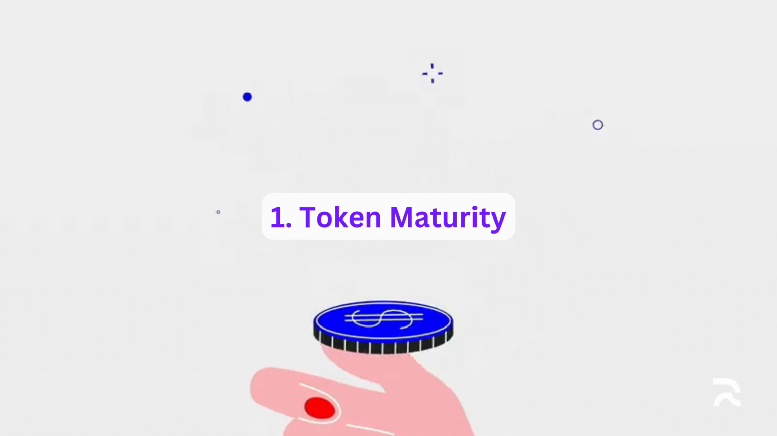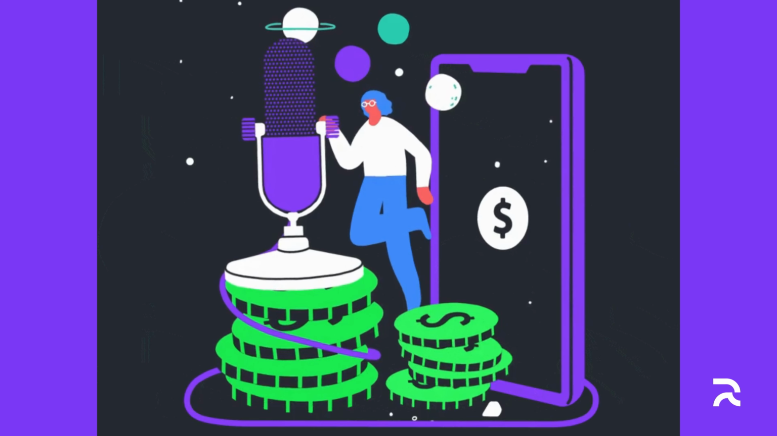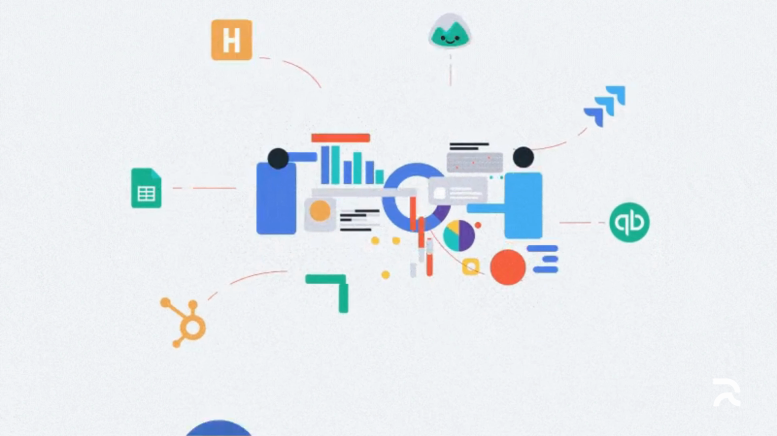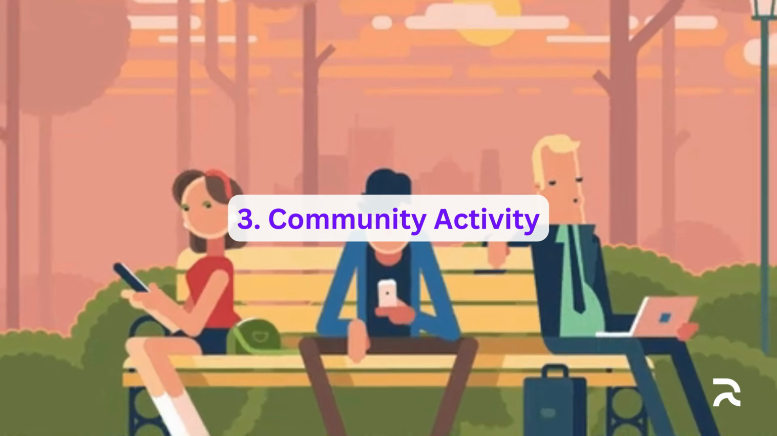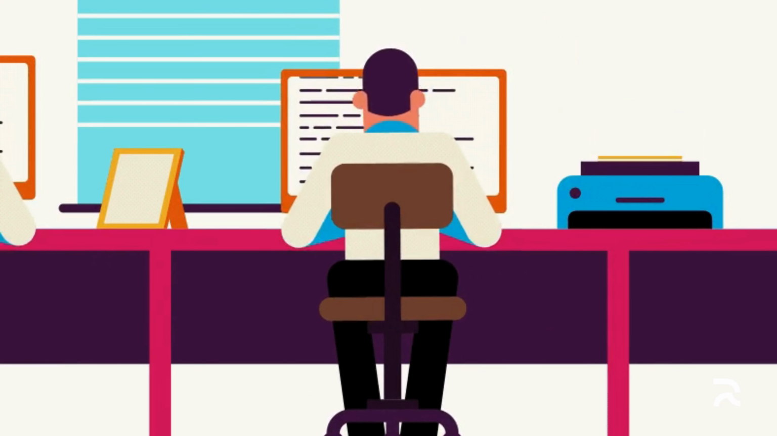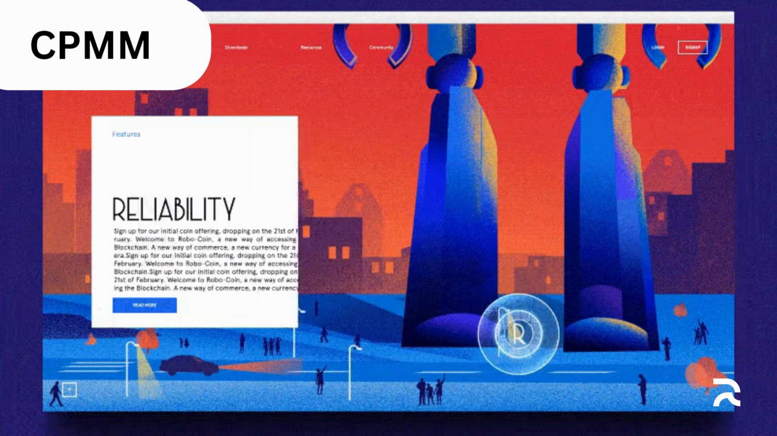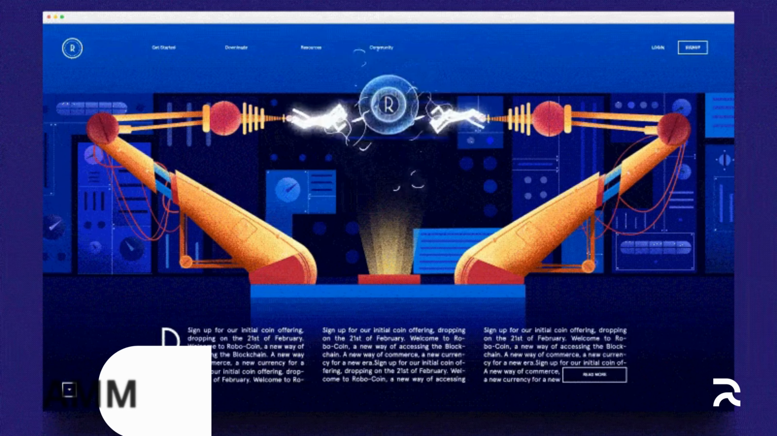1. Token maturity. If your token is new and you're bootstrapping liquidity, CPMM might be the way to go. 2. Trading goals. If your focus is on high-frequency trading and large-volume swaps, AMM is a better fit. 3. Community activity. Tokens with an active trading community can benefit more from AMM's flexibility. Pro tip: you don't have to pick just one. Many projects start with CPMM to build momentum and then transition to an AMM model as the token gains traction.